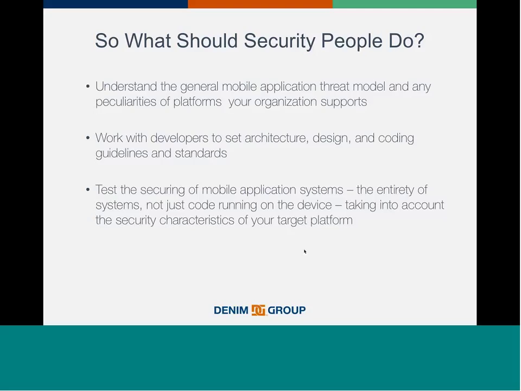This is also something where you need to test the security of mobile application systems. Today we've focused very much on code running on the device, but from a threat model standpoint, it's important to understand it's not just the code running on the device that is going to impact the security of your organization. You also need to take into account the security characteristics of the web services, not just the code running on the device. But hopefully the resources you have here can help provide developers the facilities they need so that the code running on the device takes the best advantage of the security capabilities that are available.